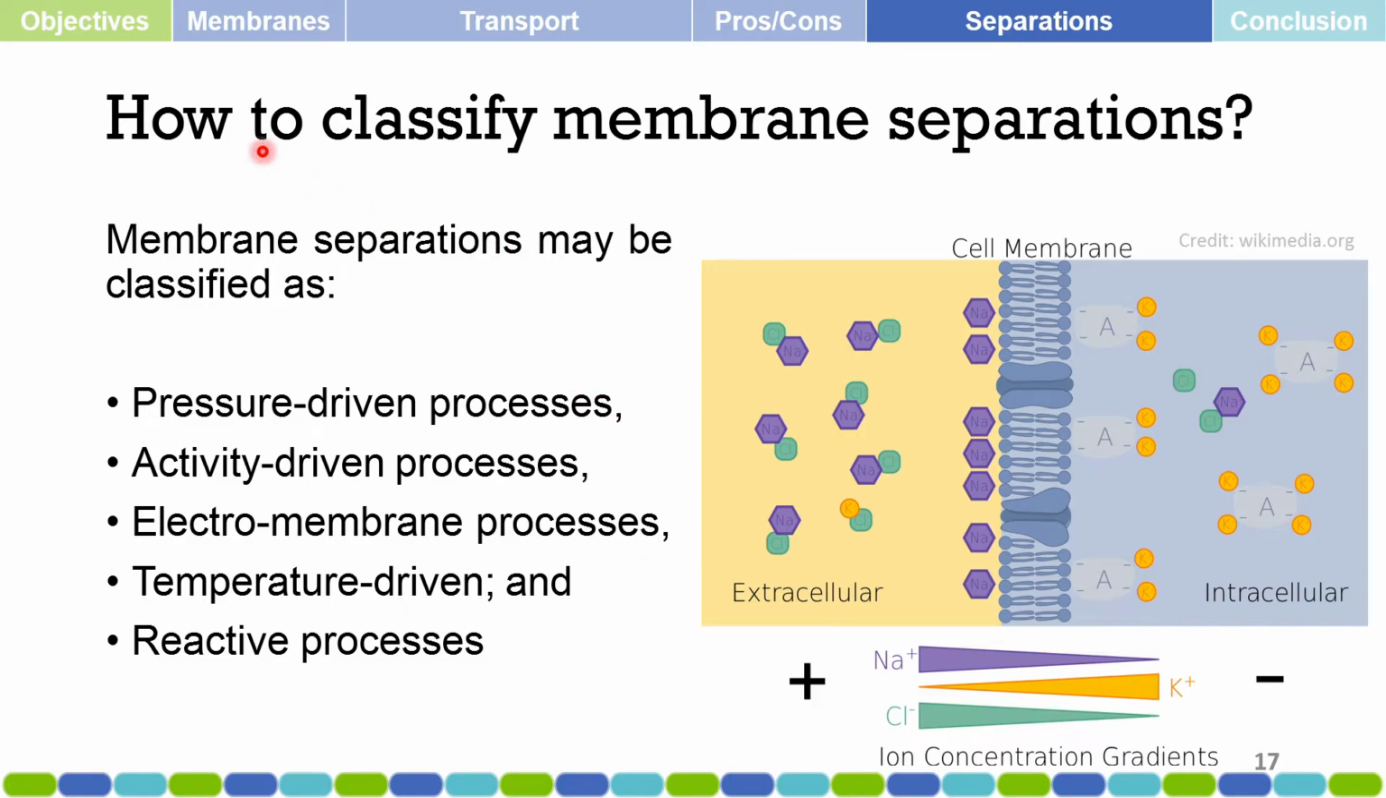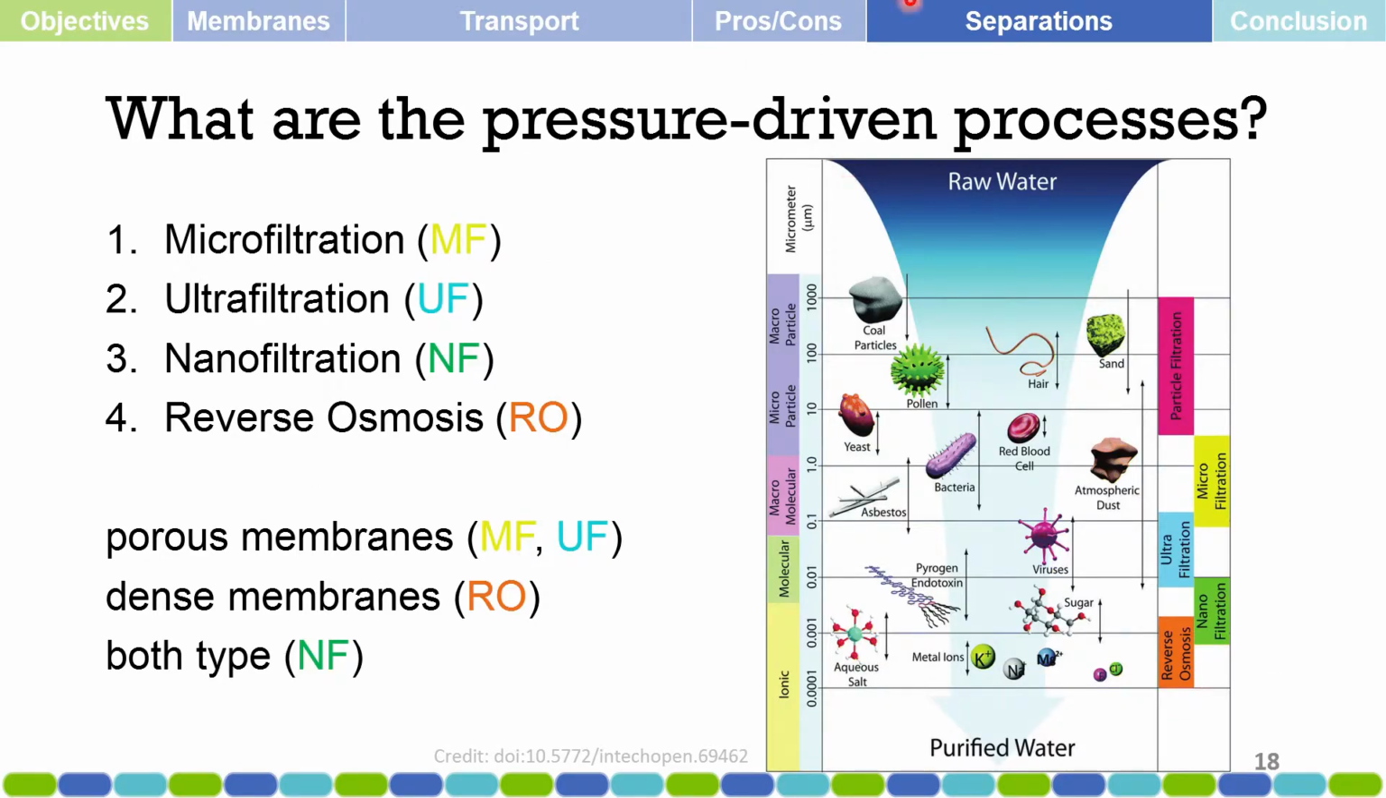So how to classify membrane processes? We can classify membrane separation processes based on their driving force and the nature of the process. So they can be pressure-driven processes, activity-driven processes, electromembrane processes, temperature-driven processes, and reactive processes. And in the discussion, we will not be discussing biological membranes or processes involved in biological membranes. So we'll start with the pressure-driven processes.